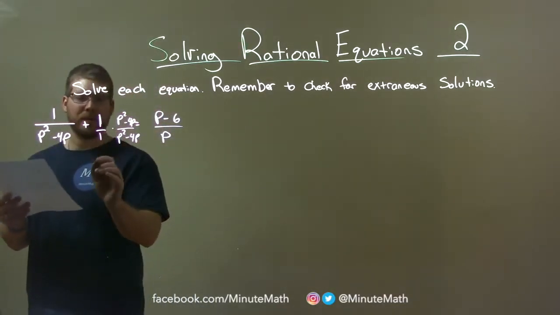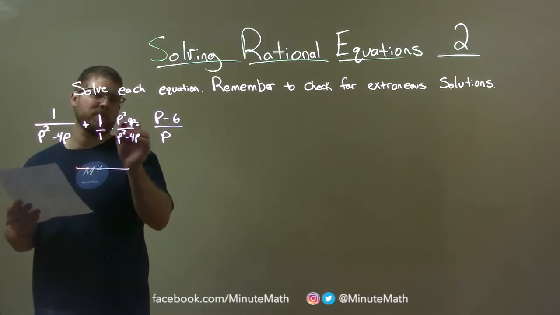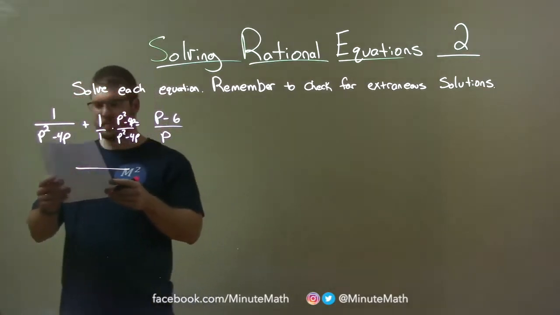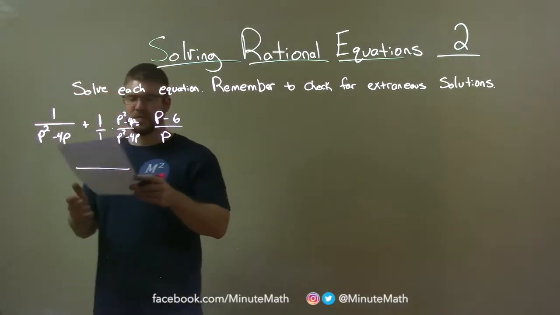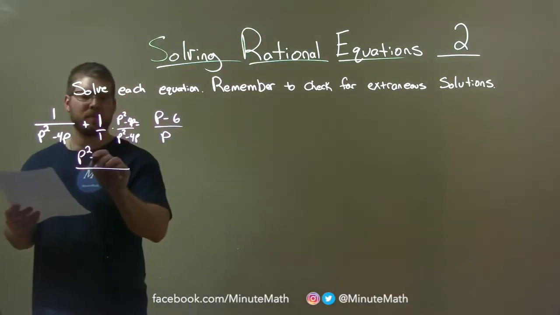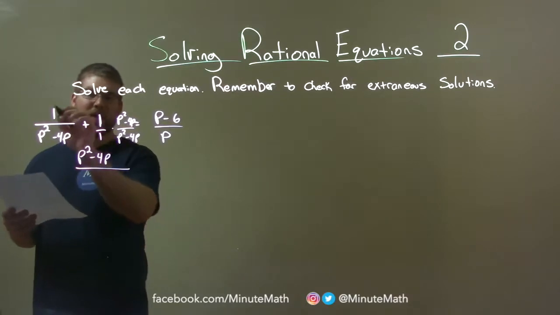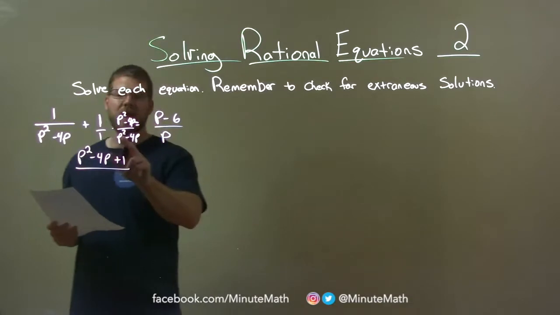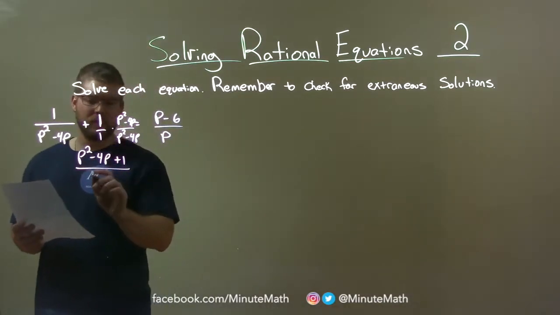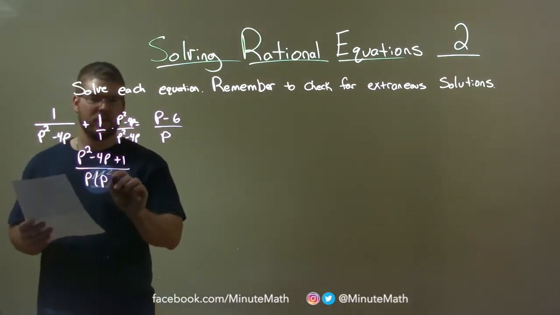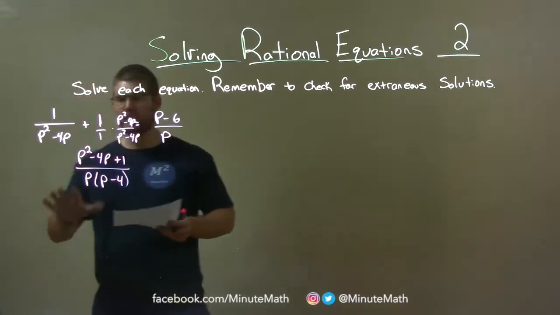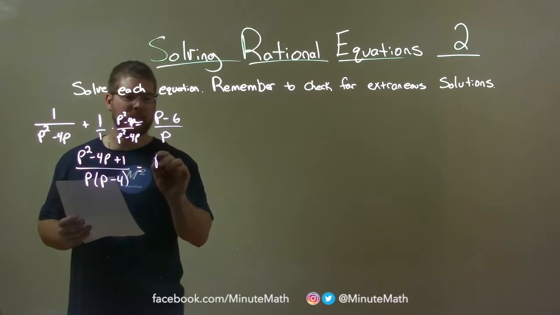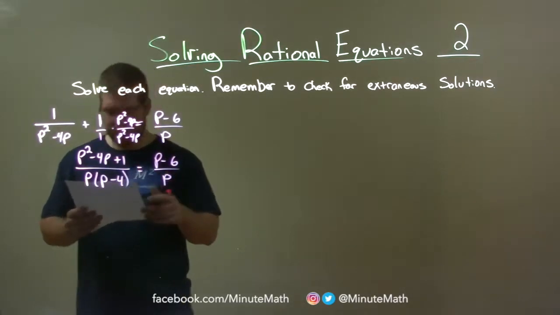Okay, so let's look at the numerator. Well, p squared minus 4p times 1 is p squared minus 4p. Okay, all right, so we have p squared minus 4p, and then we can't forget that there's a 1 up there actually. That's right here, put that there. Now the denominator is p squared minus 4p. I'm going to pull out a p there. So we have p times p minus 4. Same thing, but it'll help us in a minute. Equal sign, p minus 6 over p.